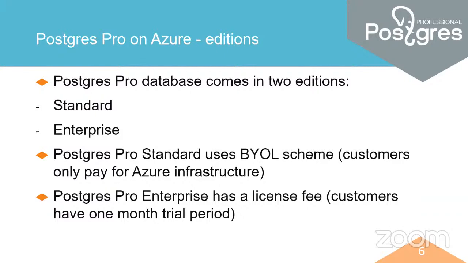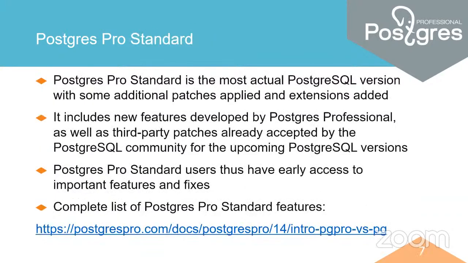With Postgres Pro Standard, the customers get early access to new features and fixes. Postgres Pro Standard also has some useful extensions included, like PG Pro Backup, PG Pro Power, Mamansu, PG Bouncer, etc. So you can have a look at complete list of Postgres Pro Standard features on our site.